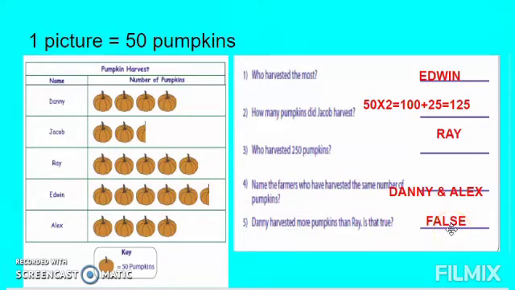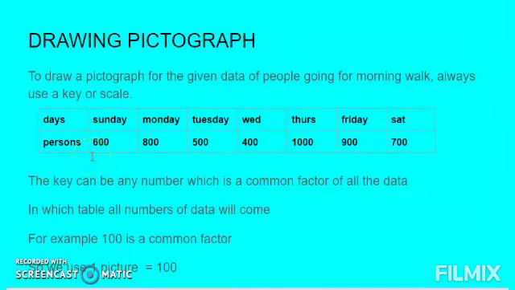I hope reading a pictograph and answering the questions based on the pictograph is now very clear to all of you. Now let us move on to see how we can draw a pictograph. If certain amount of data is given, then how we can show this data in the form of a pictograph. So let us read. Now to draw a pictograph for people going for morning walk.